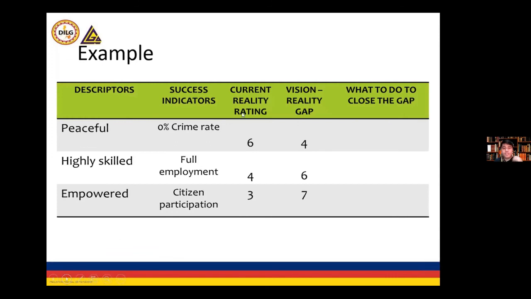So balik tayo sa example. So ito yung ating VRG analysis kanina. So they are merely numbers, pero dito sa current reality at sa vision reality gap, pwede nyong i-craft into a statement to serve as your observed condition. Yung gap, yung 4, that is already your observed condition. Halimbawa, there is an observed decrease in the criminality in the LGU. So that is a statement, a descriptive statement of the vision reality gap, which you can use as your observed condition.